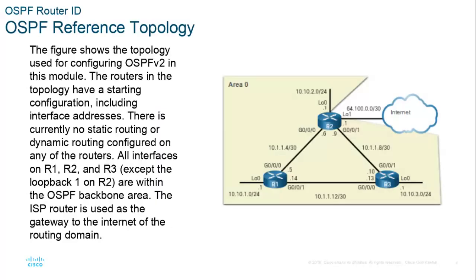Let's look at this concept of router ID. So here we have three routers connected together in a triangle. The addresses have been figured out. There is no static routing or dynamic routing configured on any of the routers. So what's going to be in the routing table for each of these routers, R1, 2, and 3, is only their directly connected networks. R1 on the bottom left is only going to know about those three subnets. R3 on the right is only going to know about his three subnets. R2, the one at the top, has four subnets. R2 is our backbone gateway router that connects back to the internet service that this particular company is using.